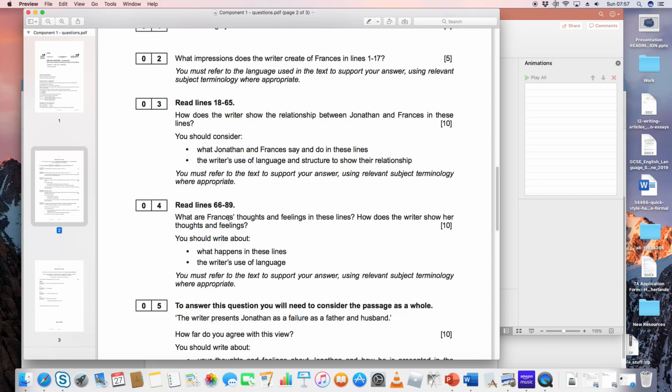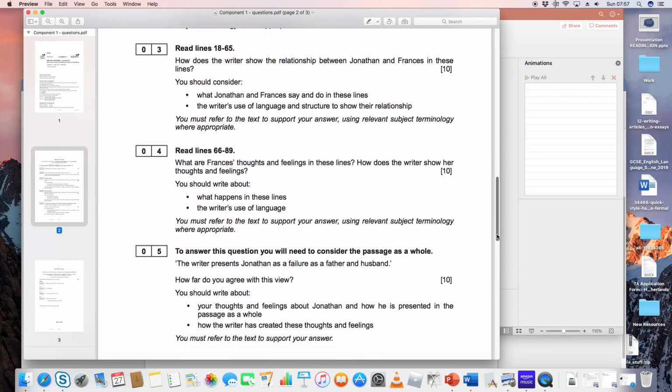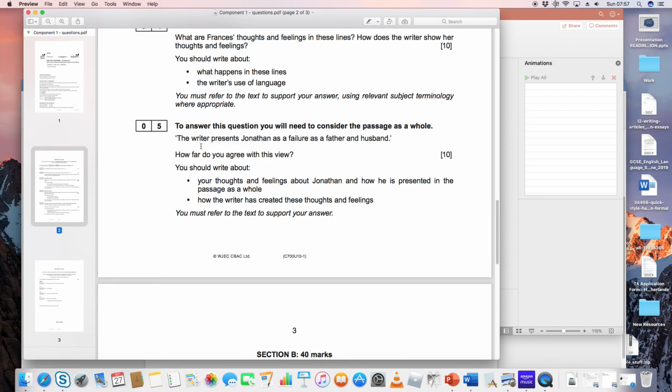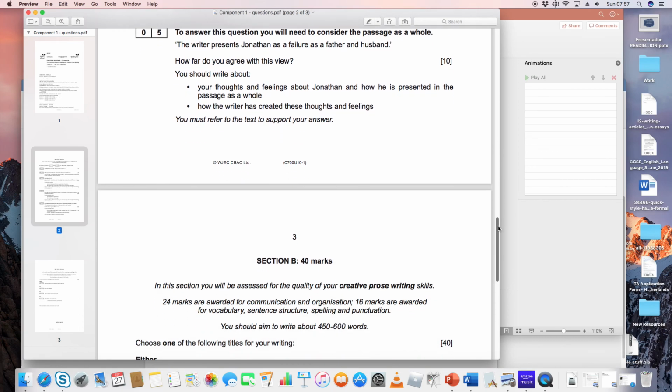What are Francis' thoughts and feelings? How does the writer show her thoughts and feelings? Again, what happens? How does the writer use language to create this impression? Again, be careful, you're looking at 2 different parts of the extract here. Okay, and then the final one. The writer presents Jonathan as a failure, as a father and a husband. Refer back to this one before in the video. How far do you agree with this view? How the writer has created these thoughts and feelings. Okay, so remember, like I said here, they don't make any use of language, just the quotations used.